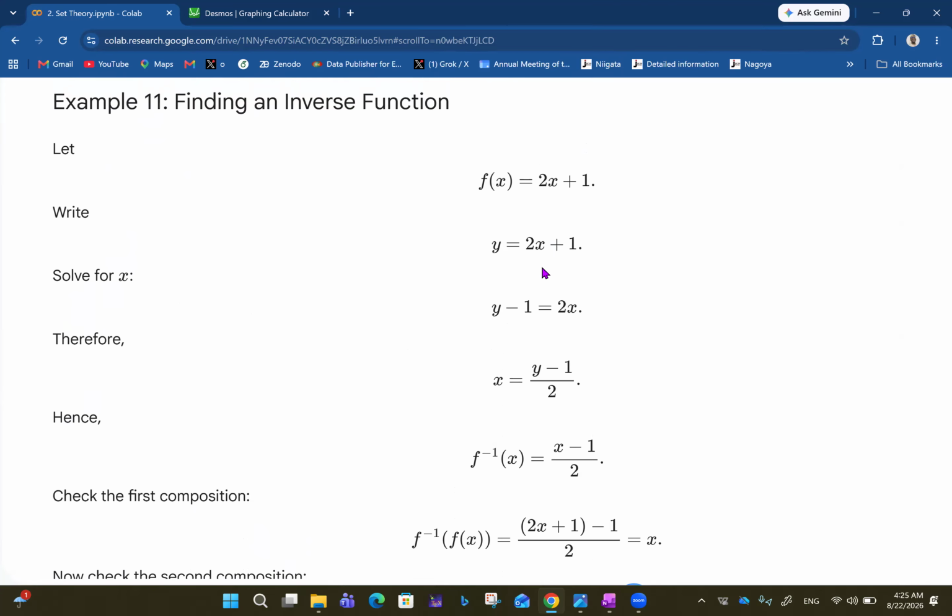So solve for x now. Subtract 1 from both sides. So you have y minus 1 is 2x, then x is y minus 1 over 2. So that means that f inverse of x is simply x minus 1 over 2, like that.